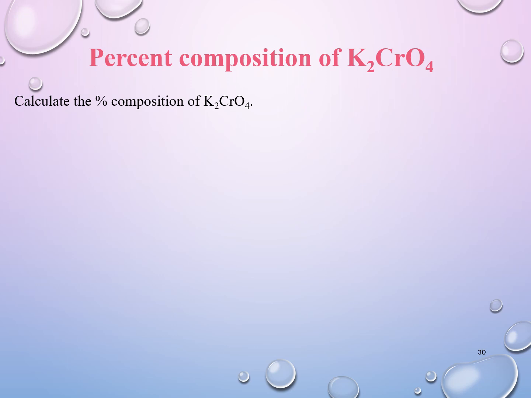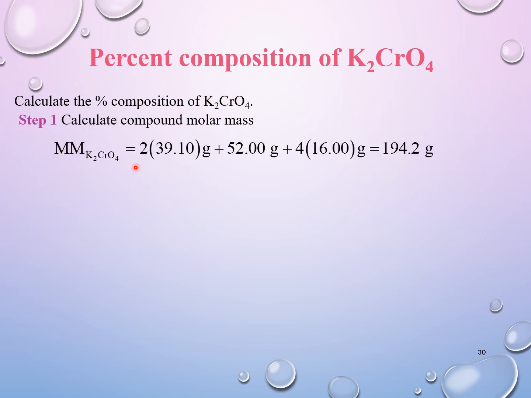So to calculate percent composition of K2CrO4, we'll have to calculate for K and for Cr and for O. So what you want to do is first get the molar mass. So 2 times the mass of potassium, 39.10 grams, plus 52 grams for the mass of chromium, and 4 times 16 for the mass of oxygen, you get 194.2 grams as the molar mass. That will go on the bottom.